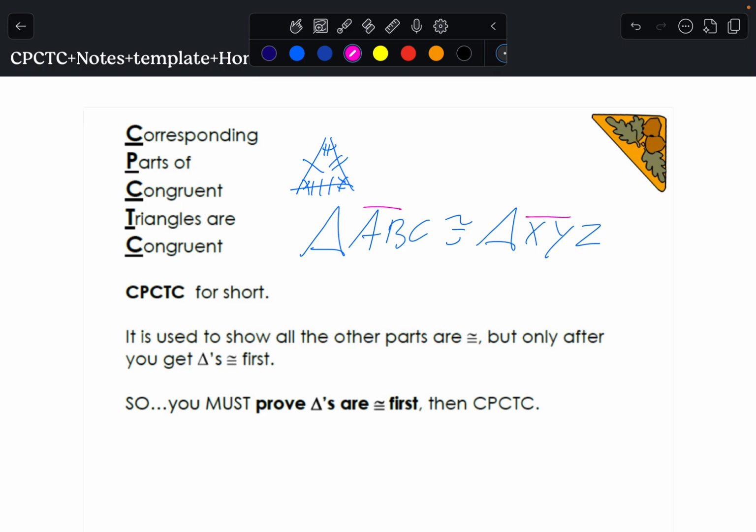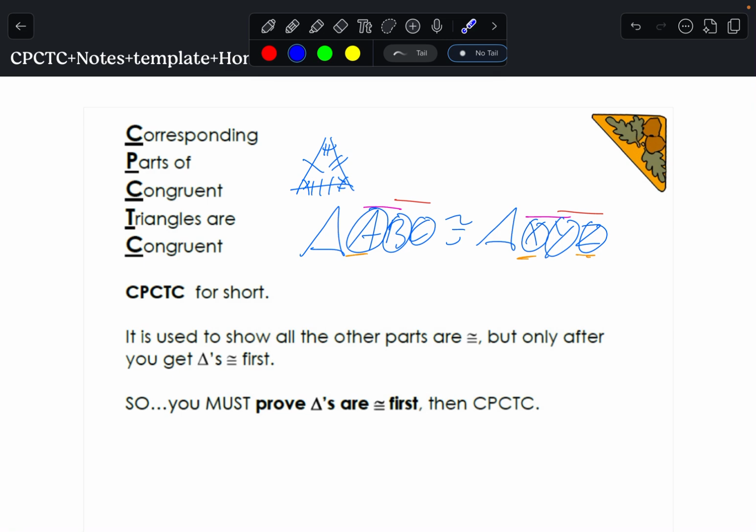AB is congruent to XY, BC is congruent to YZ, and AC is congruent to XZ. Also, A is congruent to X, B congruent to Y, and C congruent to Z. So basically, we have 6 different congruent parts when you have two triangles. Exactly what we're saying here is that corresponding parts of congruent triangles are congruent.